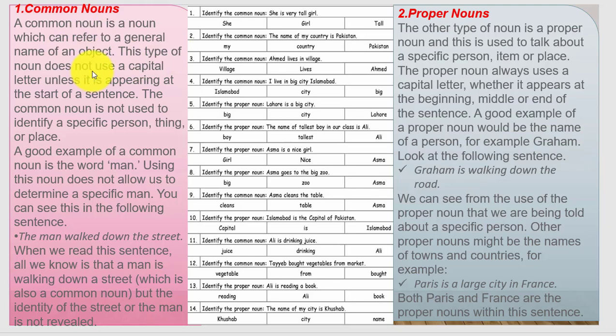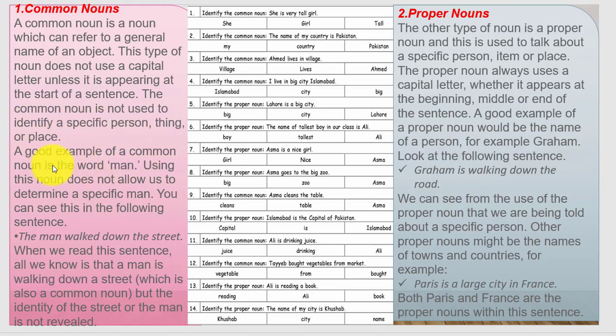This type of noun does not use a capital letter, so note it here. This type of noun does not use a capital letter unless it is appearing at the start of a sentence. If it is used at the start of a sentence, we do use a capital letter, otherwise we do not write it in the capital. The common noun is not used to identify a specific person, thing or place.